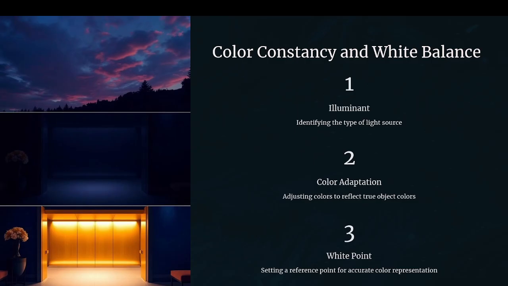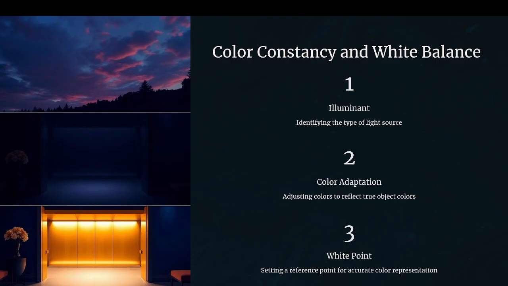Now, let's move on to color consistency and white balance. Color consistency ensures that colors appear the same under varying lighting conditions. Let's explore the components. Illuminant identification. Identifying the light source is the first step: is it natural sunlight or an LED bulb? Each affects colors differently. The next is color adaptation.